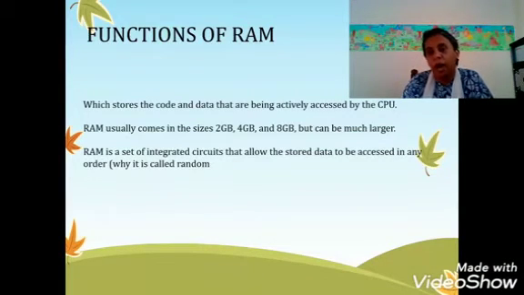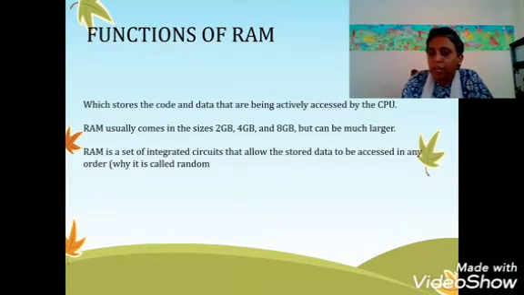That's why we require the hard disk, the second one which I showed. That is the secondary memory. Whatever data is collected by the RAM has to be stored in the secondary memory, the hard disk, so that it stays permanently. RAM usually comes in 2 GB, 4 GB, 8 GB, but nowadays you will get it in larger sizes also.